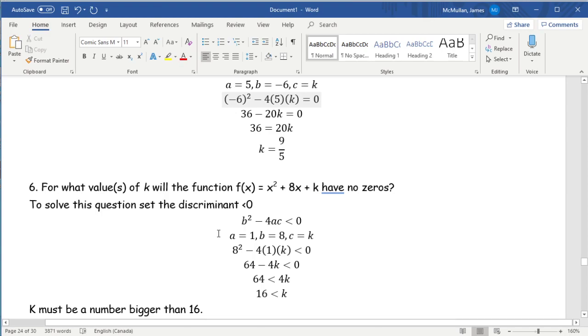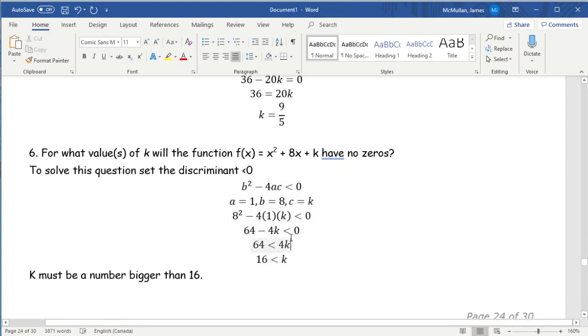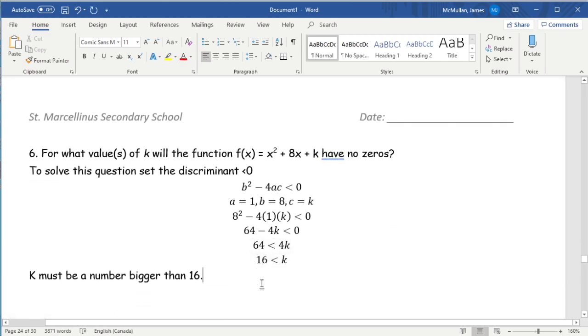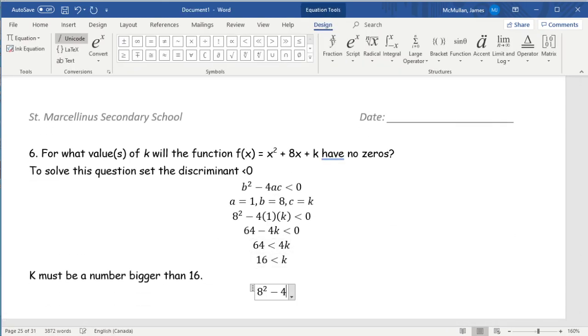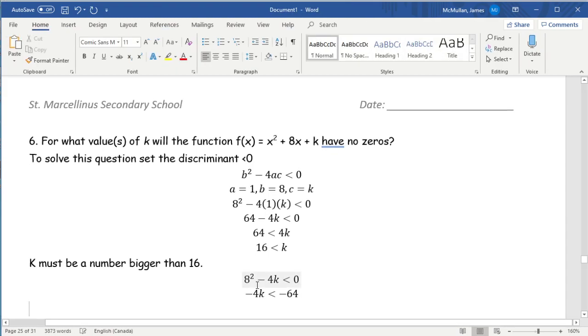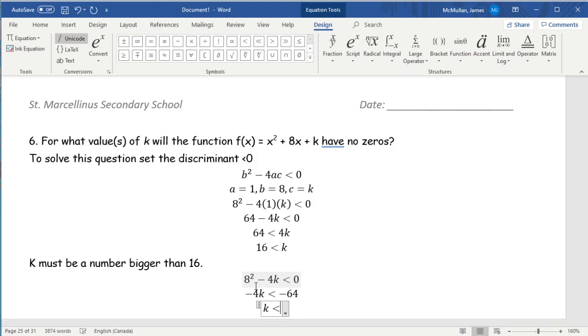Now I want to make a quick note here about an inequality. I solved this inequality by moving things to the other side, which you are allowed to do. But the only thing to be careful of is you cannot divide both sides by a negative number. Watch what would happen if I did the question again, but this time solved it a bit differently. 8 squared minus 4k is less than 0, so negative 4k is less than negative 64. You bring that negative 8 squared to the other side. And then if I divide both sides by negative 4, I get k is less than 16.